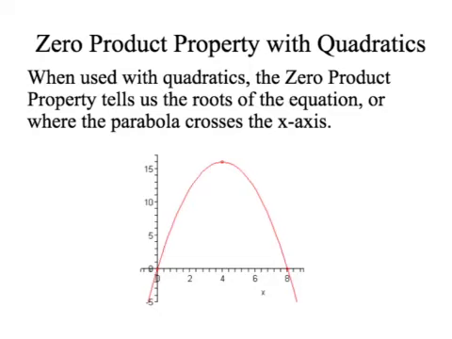We use the zero product property in quadratics to tell us where the root of the parabola is. The parabola is a graph. As you see it right here, it looks like an N. It can also be the other way. We'll get more into that later on in the year. But the zero product property tells us where the roots of that equation are, or in other words, where the graph crosses the x-axis. So on this graph, it crosses the x-axis at 0 and 8. So that means the roots of that quadratic would be 0 and 8. And that's what we're going to use the zero product property to find.